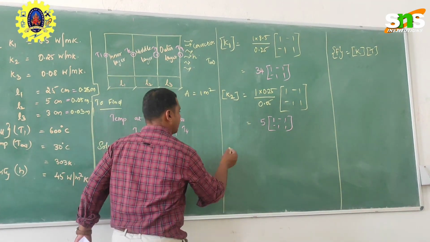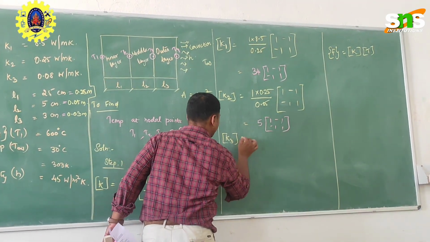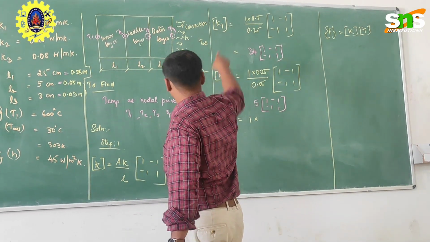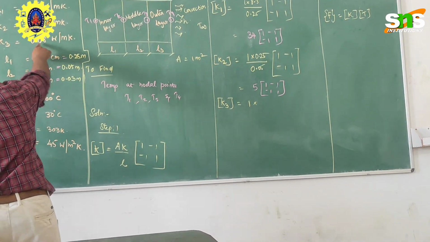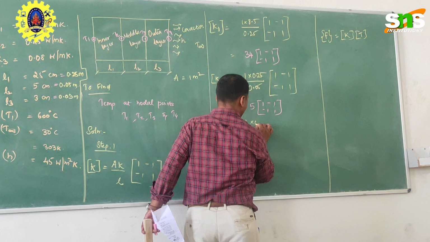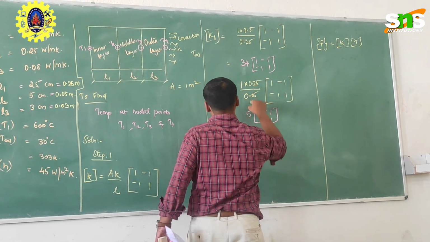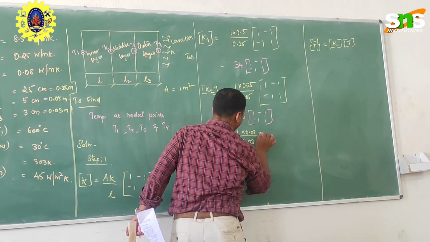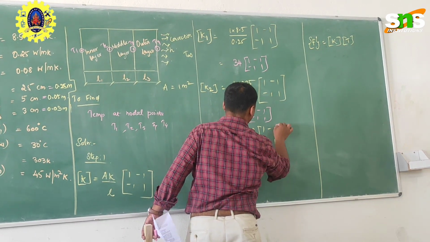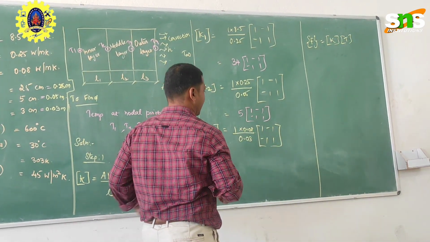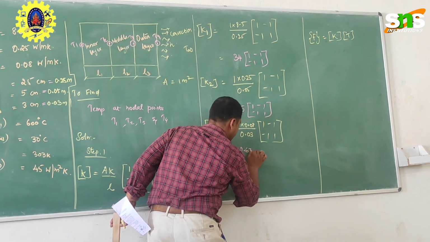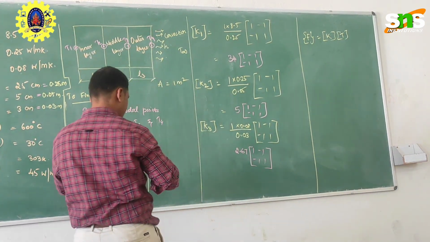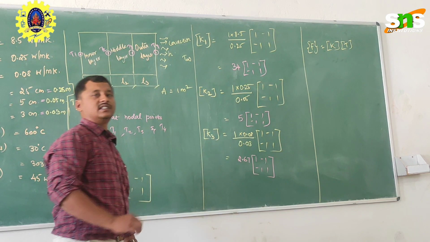Similarly, we have to compute the stiffness matrix for element number 3. Again the area is 1, and the thermal conductivity of the material layer number 3 is 0.08 divided by L3, the thickness of element number 3, which is 0.03. So 2.67 into [1 -1; -1 1]. This is the stiffness matrix for element number 3.